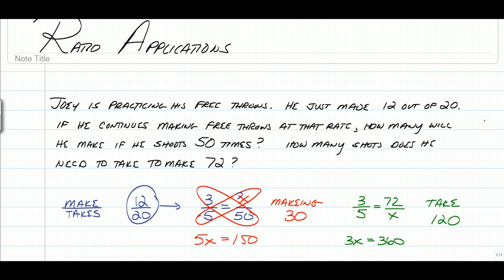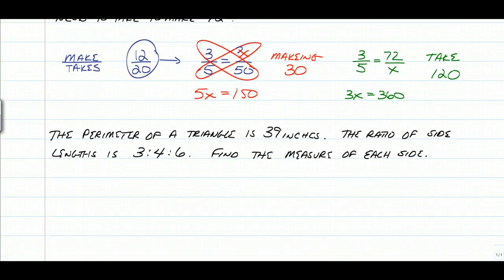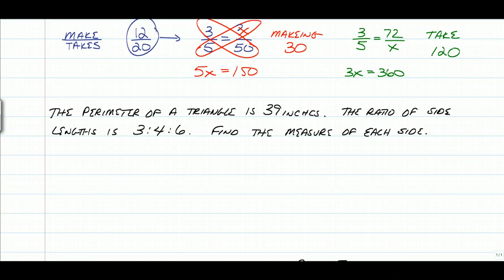Now what we're going to do is work with an extended ratio. So right here we have the perimeter of a triangle is 39 inches, and the ratio of side lengths is 3 to 4 to 6. So we have 3 parts now. That's why it's called an extended ratio. And we want to find the measure of each side. So the first thing we probably want to do here is draw a triangle.